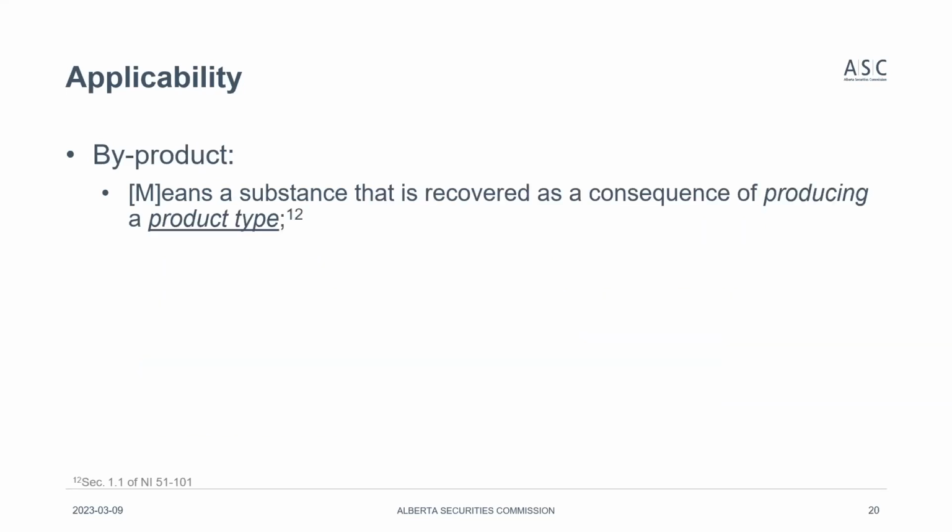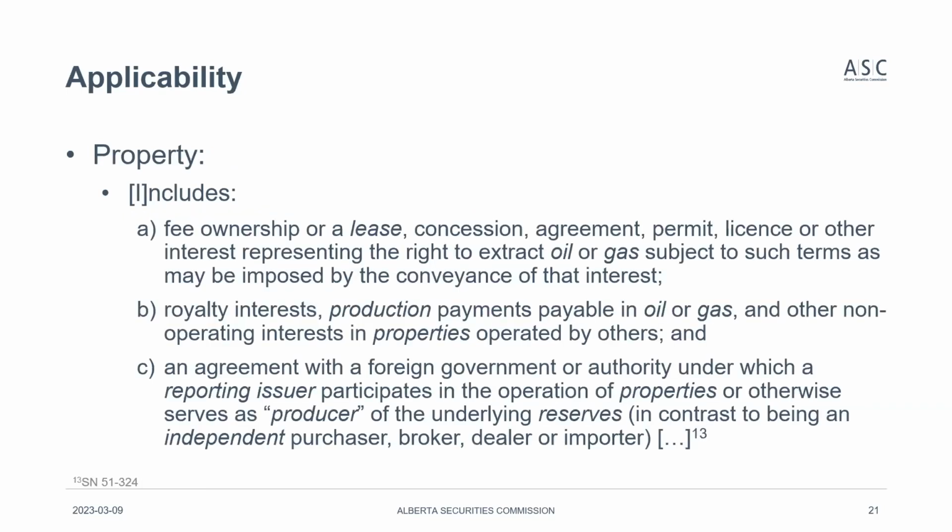A byproduct is a substance that's recovered as a consequence of producing a product type. So if you are producing something that is just a byproduct, but that byproduct is not itself a product type, you wouldn't be engaged in oil and gas activities. The trigger is the involvement with the product types, and then from that there are byproducts that can be related. And the easiest way to put this is that oil and gas activities are related to properties. So it's really critical to understand what a property is in terms of oil and gas, or in terms of 51-101.